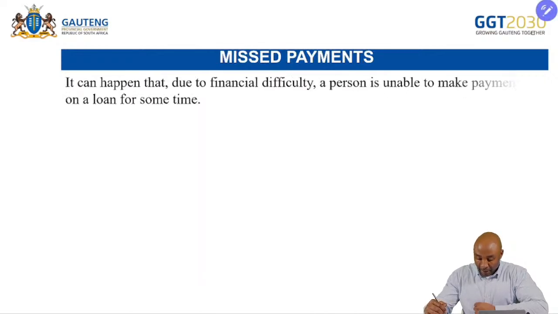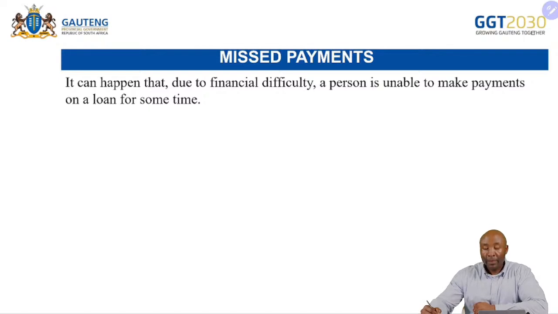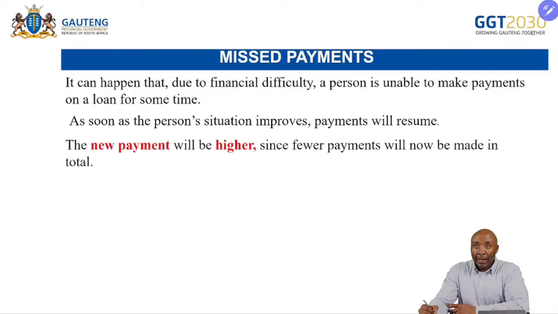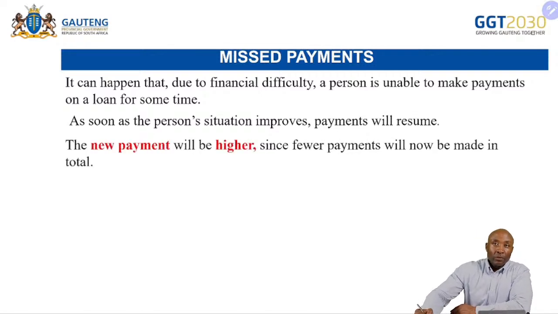Right. We are now going to look at missed payments. We know that in life it can happen that one gets into financial difficulty and is unable to make the payments for a loan or whatever assets that they have bought using the loan facility. And we know that that person has to make sure that they communicate with whoever they are owing and they do not hide, so that they make arrangements using projections on when they can resume their financial obligations of paying back what they owe.